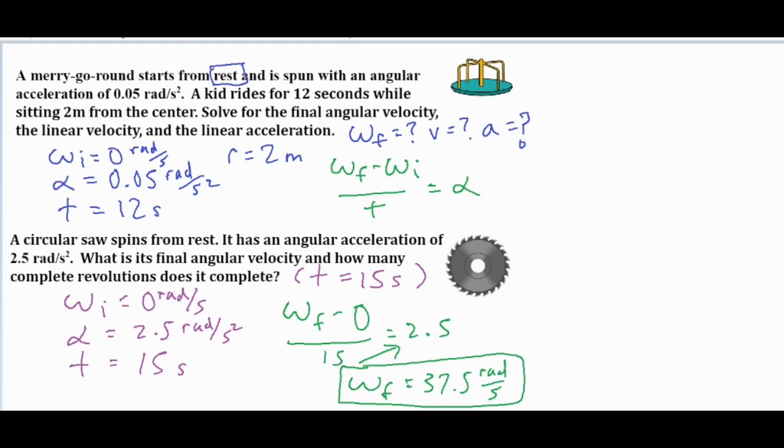Now, the second part is a little bit trickier. It says how many complete revolutions does it complete? So what we want to solve for is delta theta, so we can see how many radians it spins through, and then we'll convert those radians into revolutions with one secondary step as well. If we use our delta theta formula, it looks like this. And we don't need this front portion because everything starts at rest. So let's solve for our delta theta and then convert that theta into revolutions.